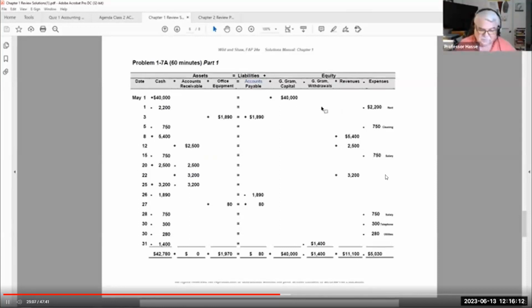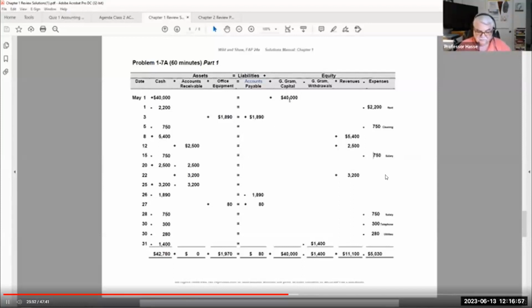Now, your textbook on page 34 has this problem. And the very first transaction, and this is one of the biggest hassles of the first week of studies of accounting, is that you have to take an English sentence and transfer it into accounting language. G. Graham invested $40,000 cash in the company. Well, G. Graham is the owner of the business. So he's investing cash and equity called capital in the business. He's setting up the business. Cash increase, equity increase.